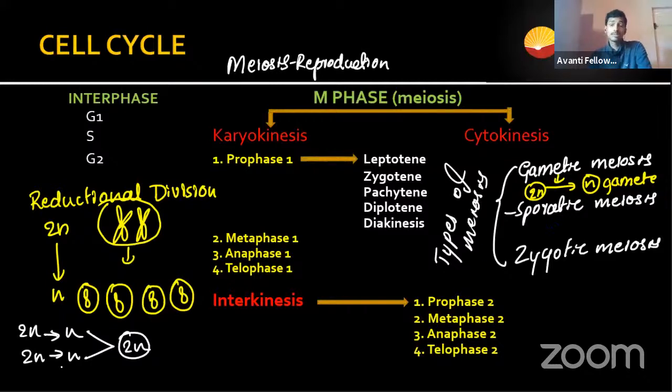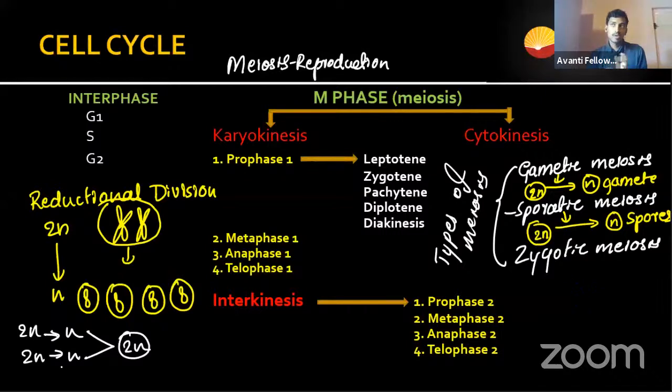Second is sporadic meiosis. What you saw in pteridophytes and bryophytes, right? There, a 2n parent is giving rise to n, not gametes. It's actually giving rise to spores. This spore will give rise to the gametophyte, and that gametophyte will produce the gametes. It's a long process. I think you remember the plant kingdom chapter. If it produces spores, we call it sporadic meiosis, right?